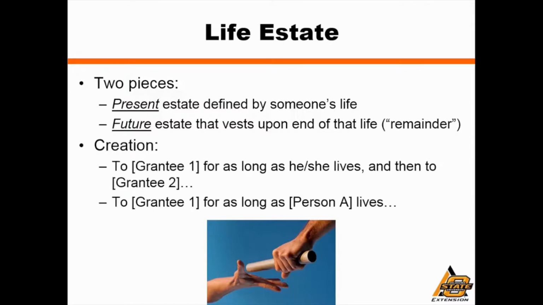So for the creation, you have two ways of doing it. A granted life estate, which we've presented here. You create it to grantee number one for as long as he or she lives. So I have the property. I grant it either to myself or someone else. And then upon death of that person, it goes to another individual, grantee number two. Or grantee number one holds it for as long as that person is alive.